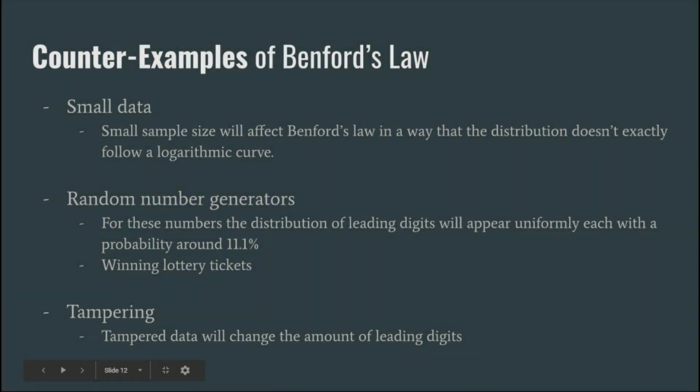All right, counterexamples of Benford's law. First up, small sample sizes, lower than approximately 100 numeric entries, won't have enough data points to accurately follow Benford's law. Up next, a random number generator will produce numbers where the distribution of leading digits will appear uniform, each with a probability of around 11.1%. Or perhaps the winning lottery tickets for major weekly lotteries will always be random and constrained to the number of tickets sold each time, so again will not follow Benford's law.